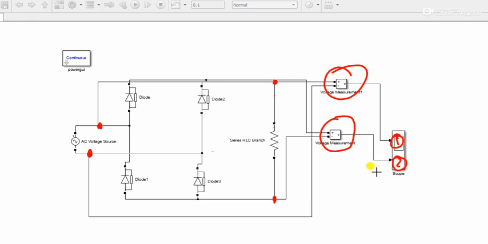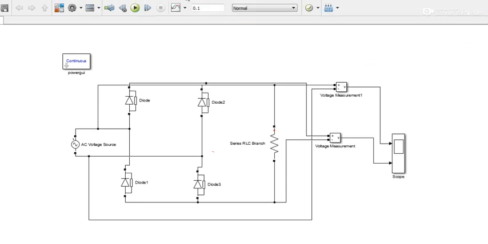Now what will happen? Let us run this simulation and watch what happens. Okay, we have just run the simulation. So what will we observe in the scope?